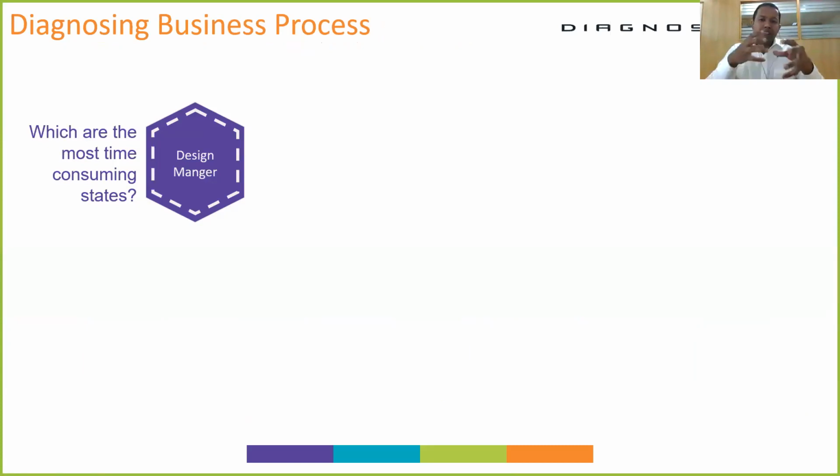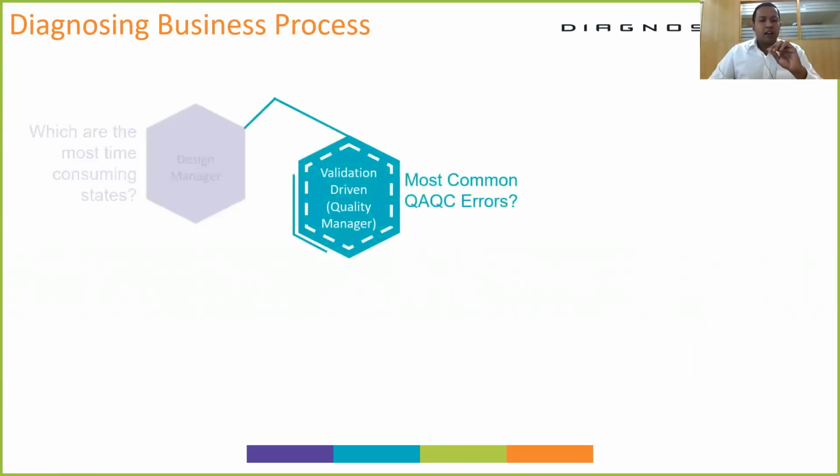So to do this, we decided to track 4 different aspects of a business process in Small World. The first one was the design manager, and here what we decided is to identify the states in which most of the users spend their time. The second was the quality manager, to identify the most frequently reported data related errors. This was also because these reported errors can result in state transition failures, and it can also result in more time being spent on digitization of data in terms of rework of data.